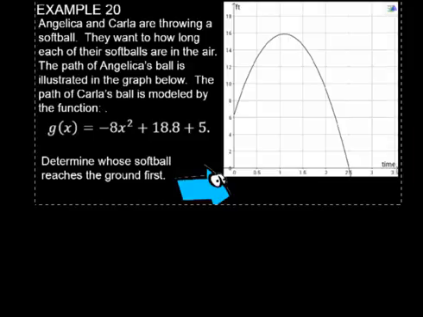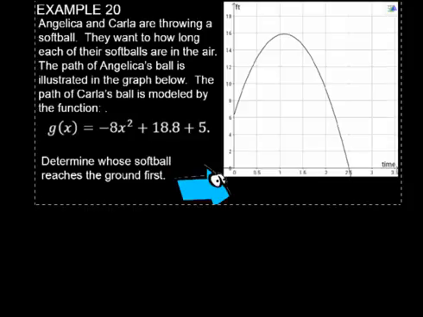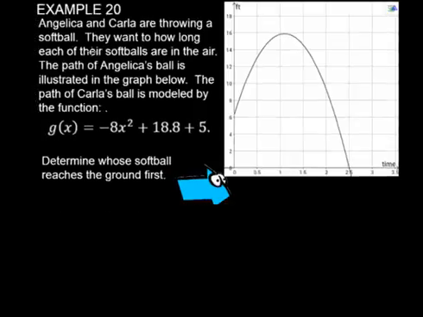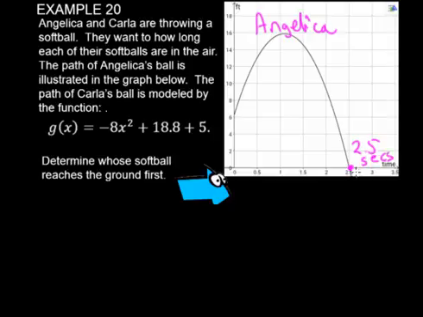Okay, so in example 20, I want to know between Angelica and Carla, whose softball reaches the ground first. Okay, so we can take a look at Angelica. This is Angelica here. And we can see that her softball reaches the ground in 2.5 seconds. So that's one of the roots.